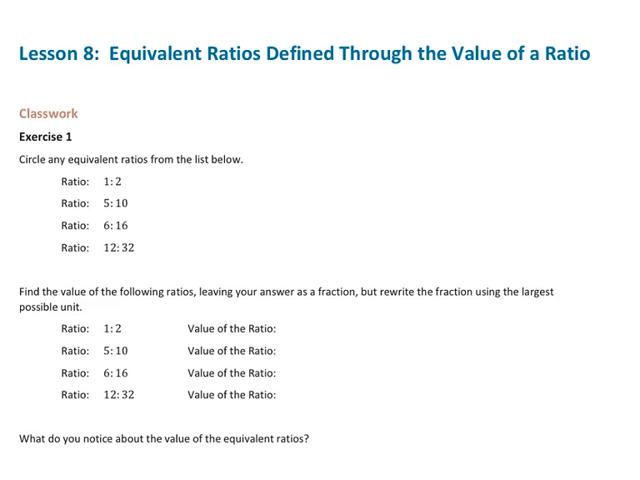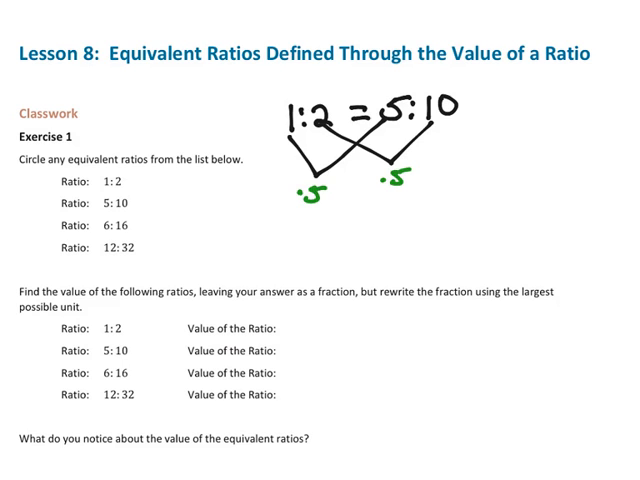The first part of this exercise 1 asks, circle any equivalent ratio from the list below. So using what we know about ratios and determining whether or not they're equivalent, we can use some of the methods we've already tried. If you recall, we learned that 1 times 5 is 5 and 2 times 5 is 10. If that works and both of the multipliers are the same, then the two ratios are equivalent. So we can circle the first two.